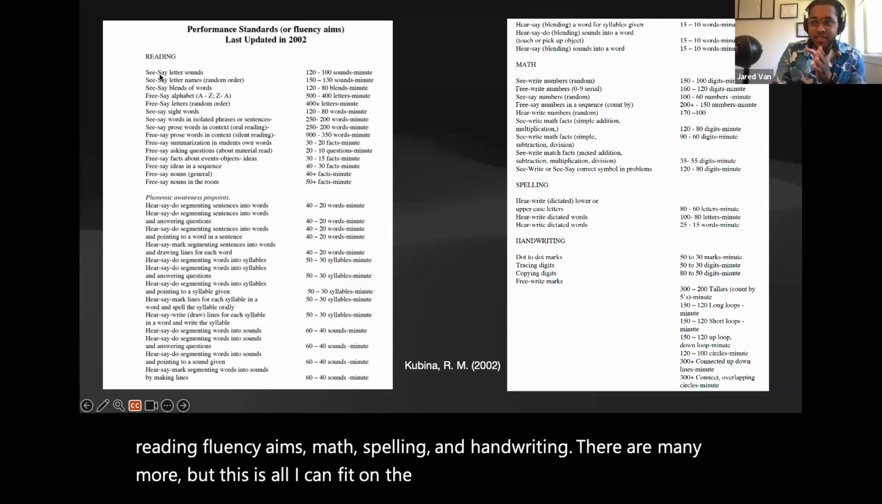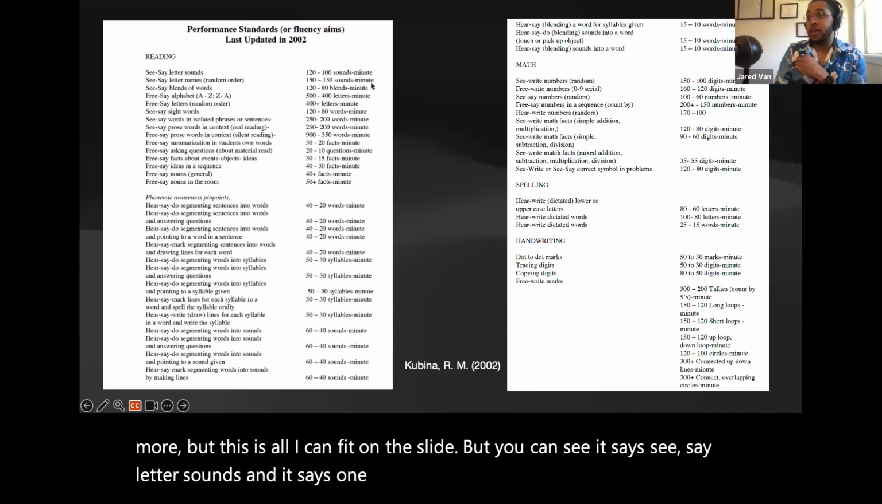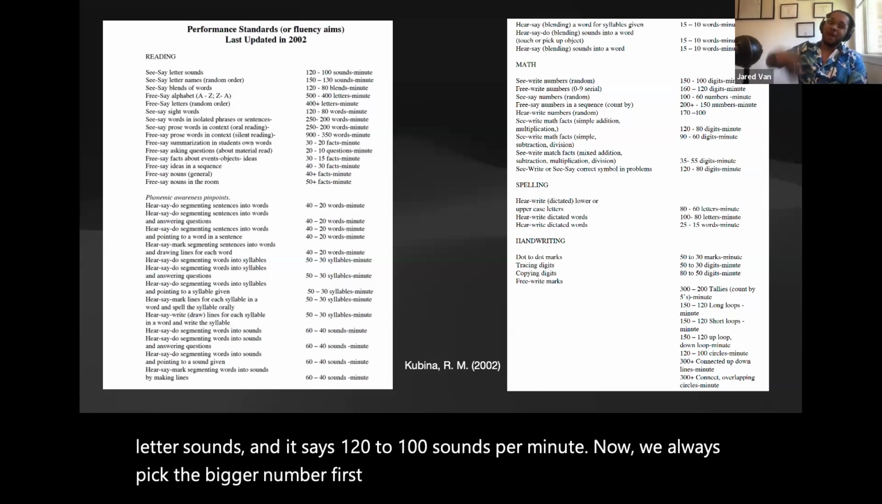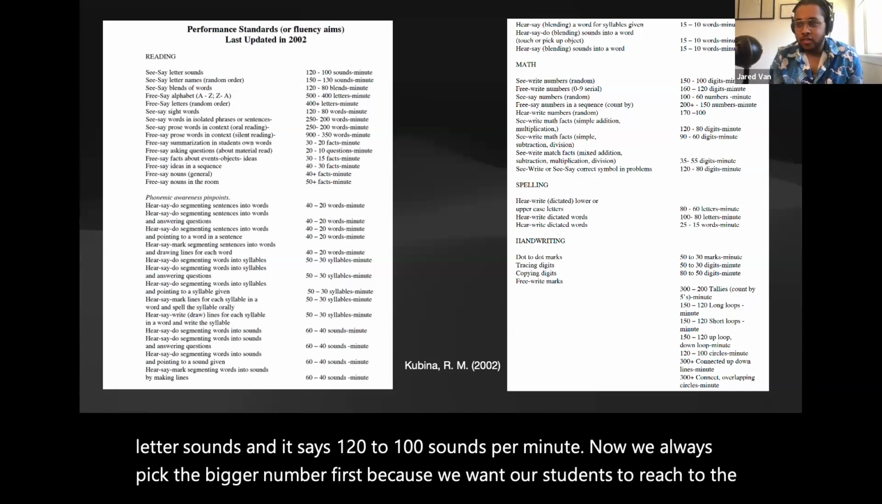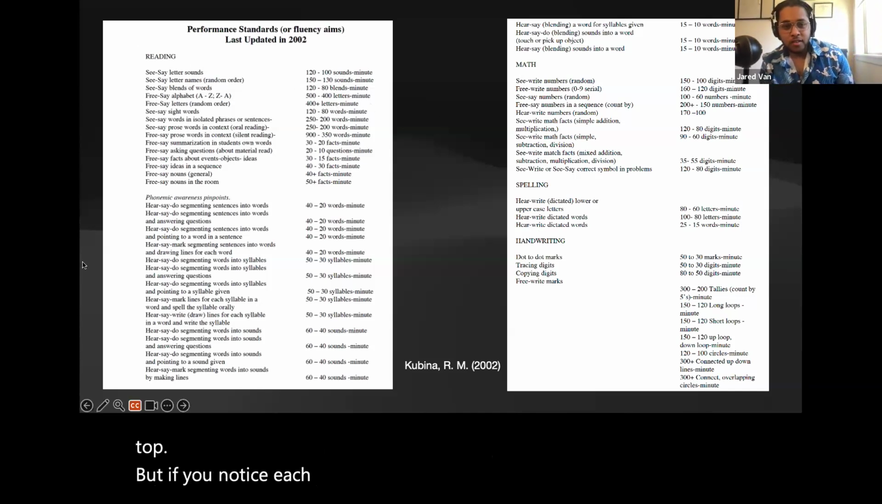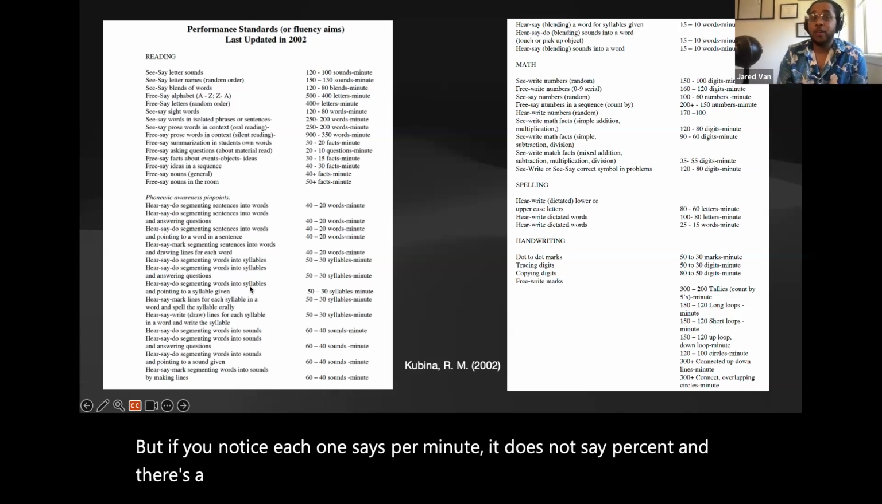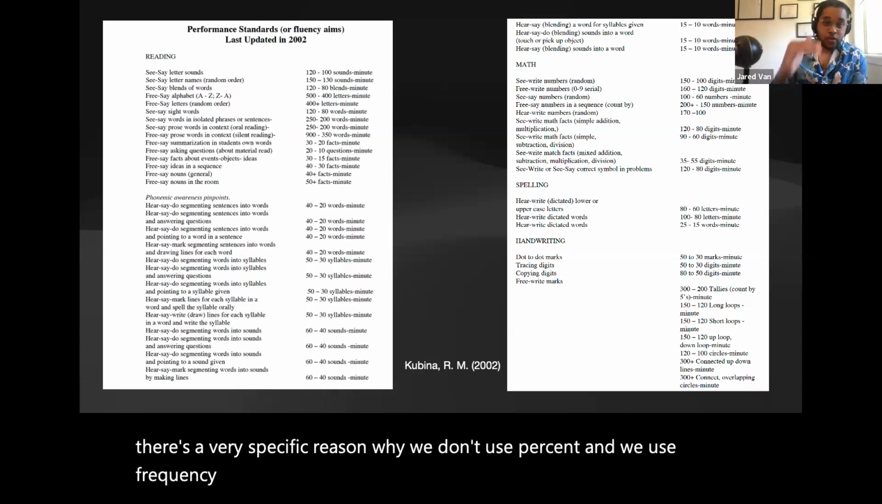You can see it says see-say letter sounds, and it says 120 to 100 sounds per minute. Now, we always pick the bigger number first because we want our students to reach to the top. But if you notice, each one says per minute. It does not say percent. And there's a very specific reason why we don't use percent and we use frequency, which is count over time.